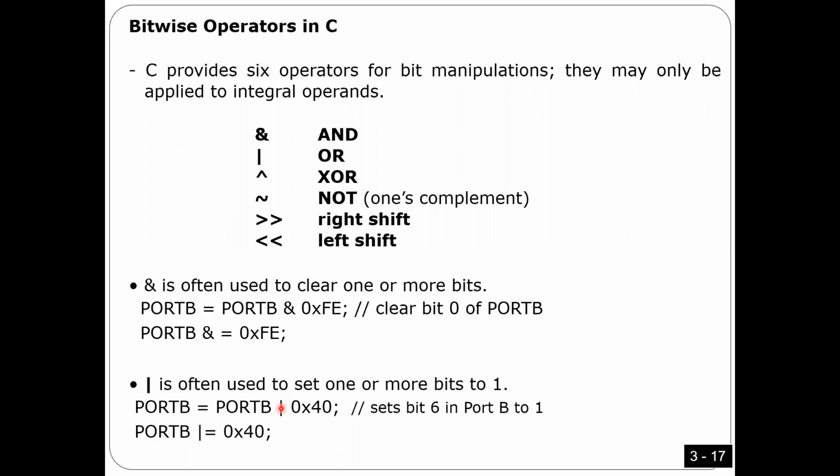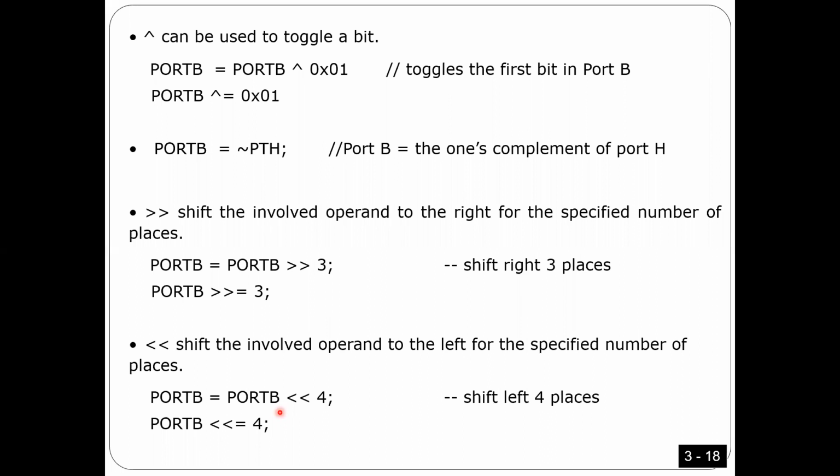Same thing for OR. Don't be confused, guys. This is Port B, and I can use it this way. The new value for Port B is equal to the old value of Port B ORed with 0x something. So what is the 0x I'm writing here? I'm going to tell you.